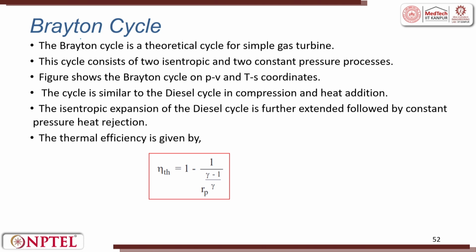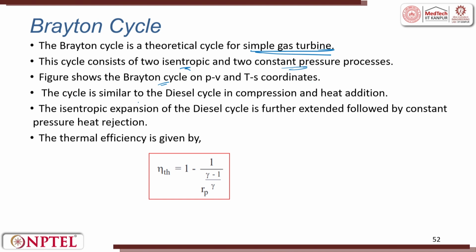Now, let us go to Brayton cycle. Brayton cycle is a theoretical cycle for a simple gas turbine system. Gas turbine, I told you, in power stations they also use gas. This cycle consists of 2 isentropic and 2 constant pressure processes. The figure shows the Brayton cycle on PV and TS coordinates.